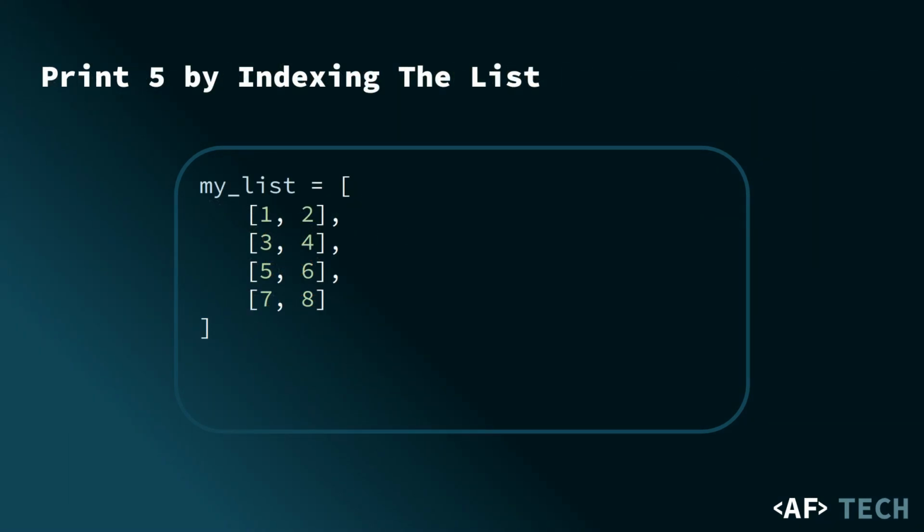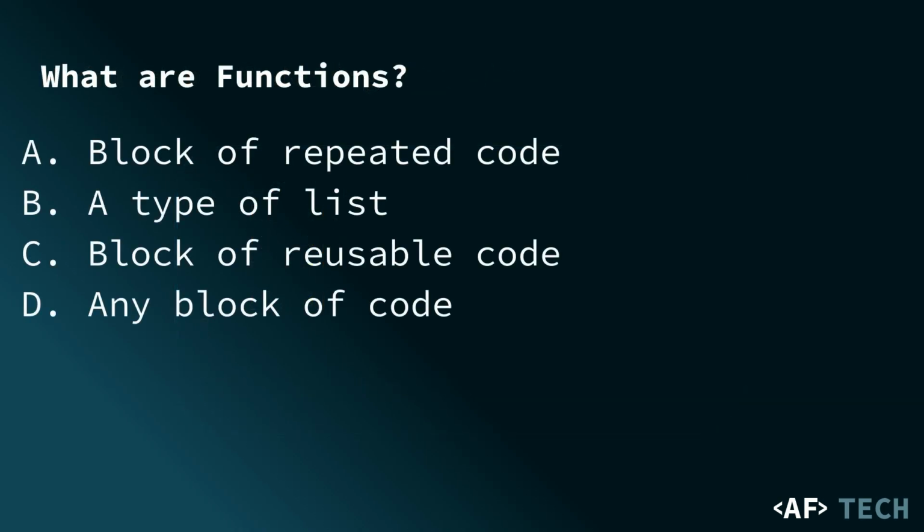Print 5 by indexing this 2D list. We'll use index 2 for the third item in the list, and then the first item inside that list. So 2 and then 0. What are functions? Are they blocks of repeated code, a type of list, blocks of reusable code, or any block of code in Python? They are a block of reusable code.